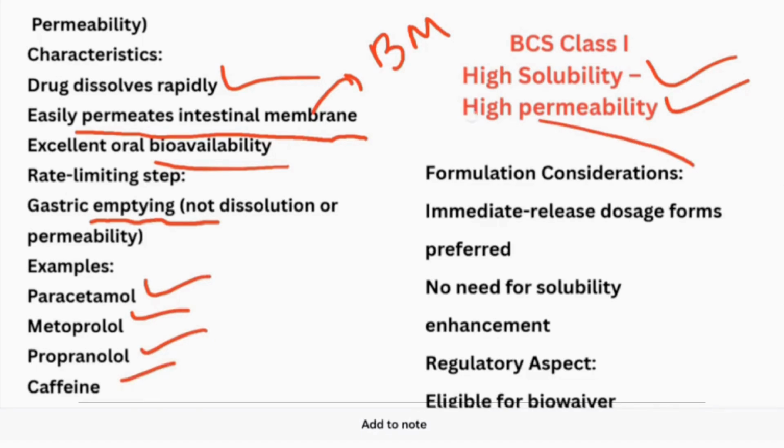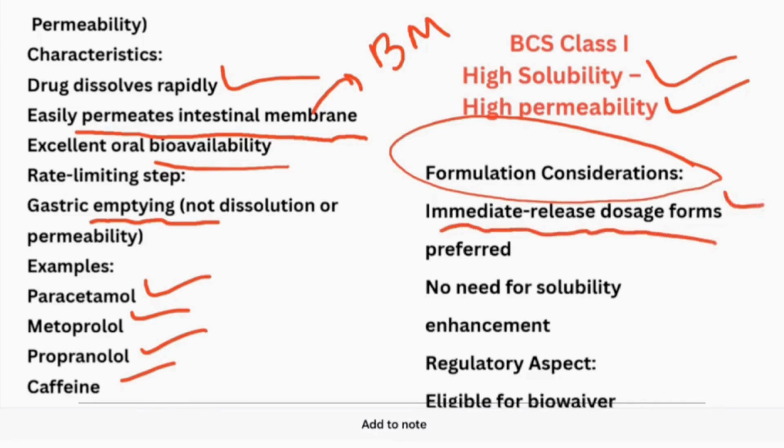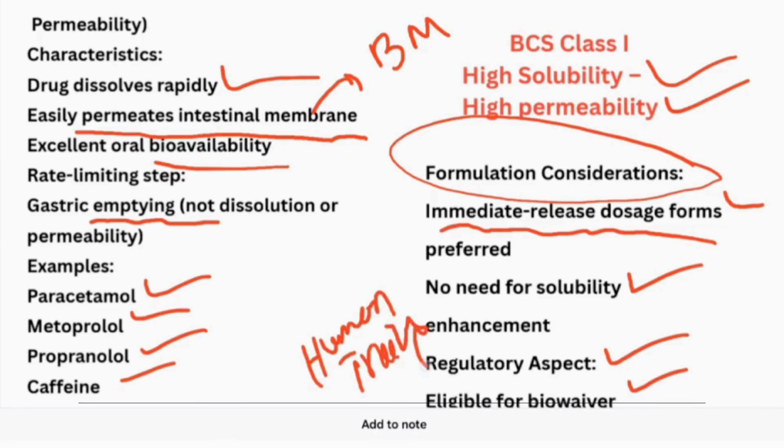So, formulation considerations. Here, immediate release type of dosage forms are preferred in the formulation. There is no need for solubility enhancement because they are well soluble, well dissolved. Regarding the regulatory aspect, we will easily get the acceptance, with no need to go for human trials, because the biowaiver study is acceptable in this class, since it is highly soluble and highly permeable.